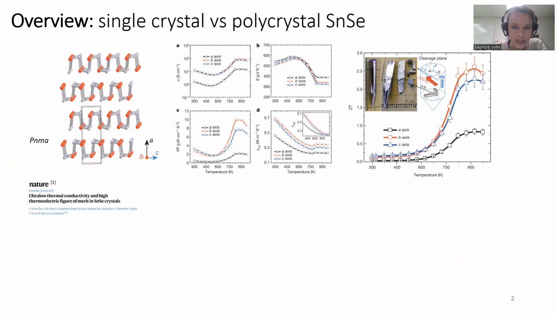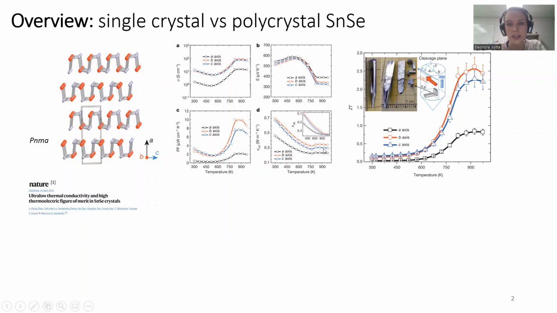Tin selenide is a material that has attracted a lot of attention in recent years, especially since 2014, when it was reported that single crystal tin selenide could achieve a thermoelectric figure of merit of 2.5 at high temperature. And this outstanding figure of merit was in part due to what was called an ultra-low thermal conductivity.